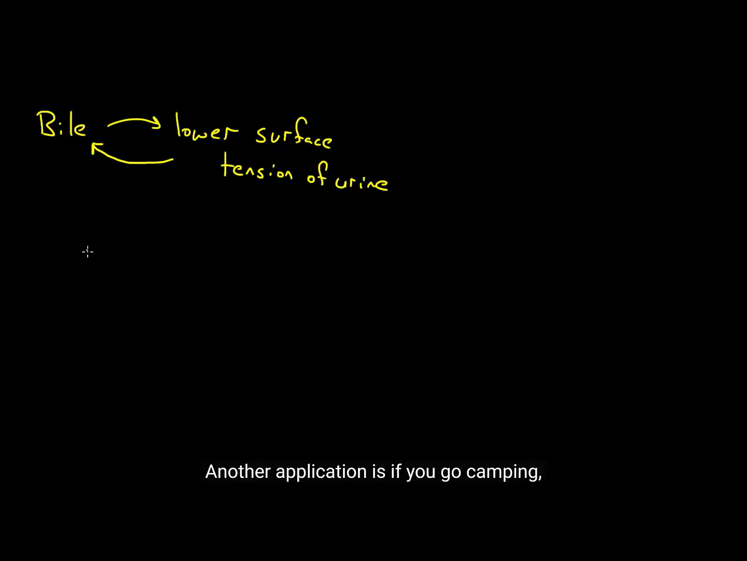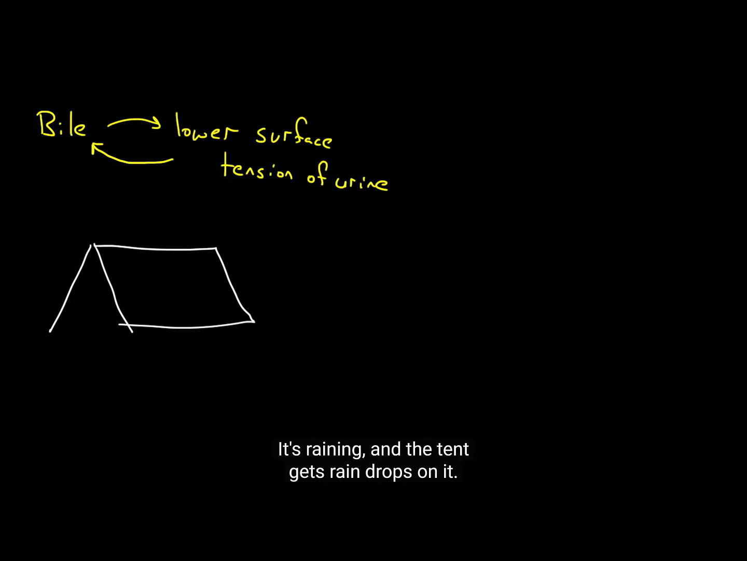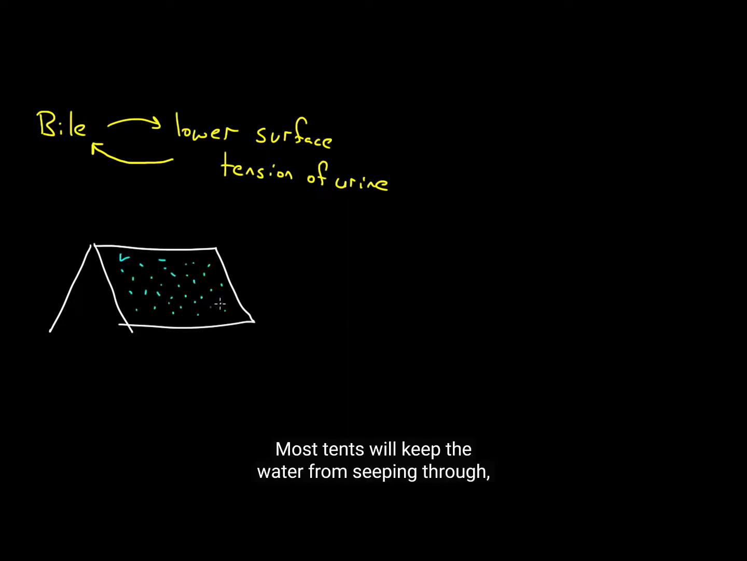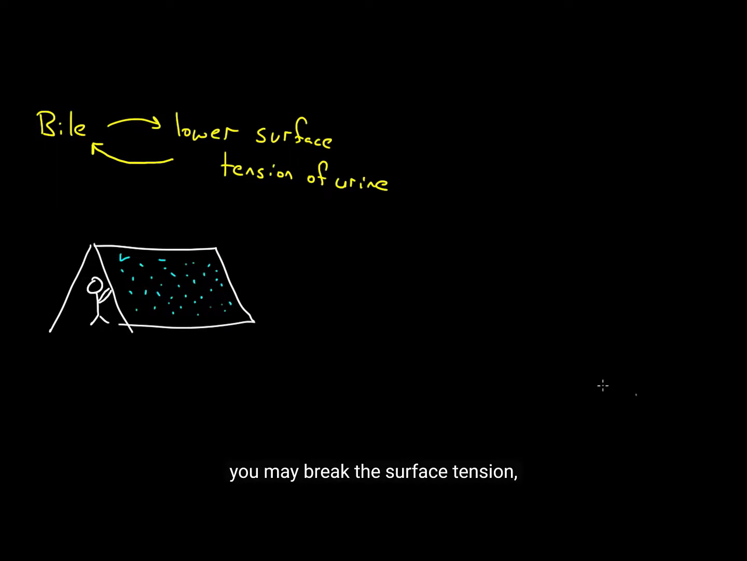Another application is if you go camping and you're in the tent, it's raining, and the tent gets raindrops on it. Most tents will keep the water from seeping through, but you're going to be tempted. You're going to be sitting in here, you're going to be like, that looks cool, and you're going to touch it, but you're not supposed to touch it, because as soon as you touch it, you may break the surface tension. And once you break the surface tension, that water is dripping into your tent from that spot that you touched it, and you're probably not going to have a good night. So resist the urge to break the surface tension on your tent if it's raining out.